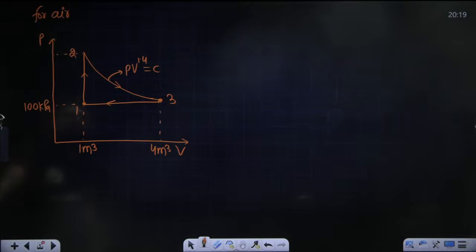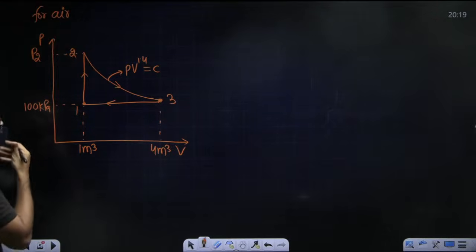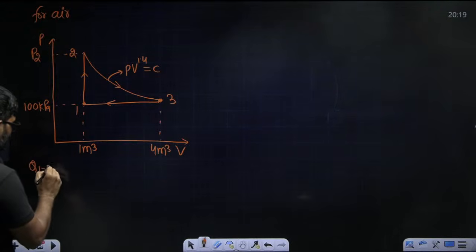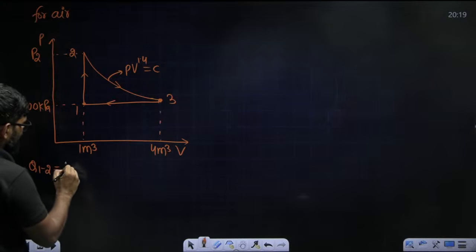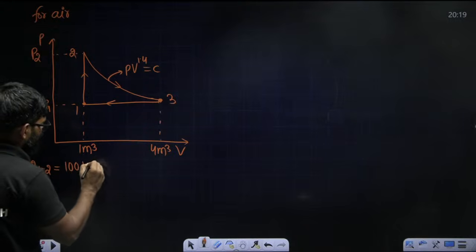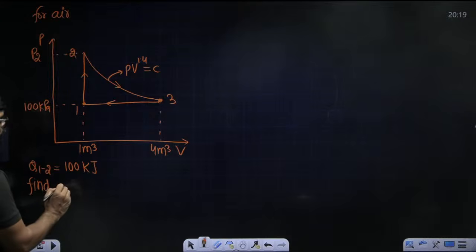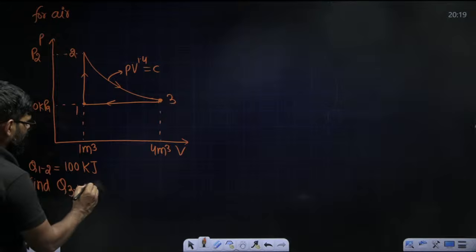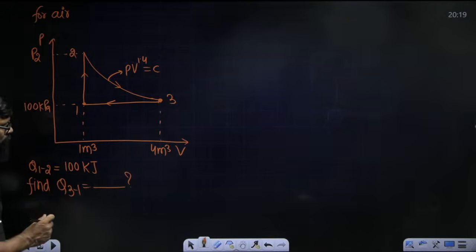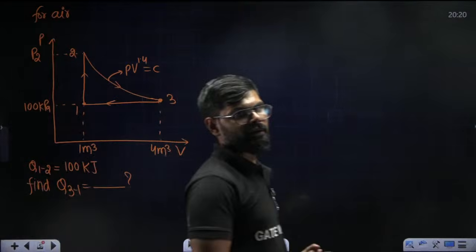Is it enough information or is some more information required? Q1 to 2 value is given as 100 kilojoule. Find Q3 to 1, right? Can you solve this problem?